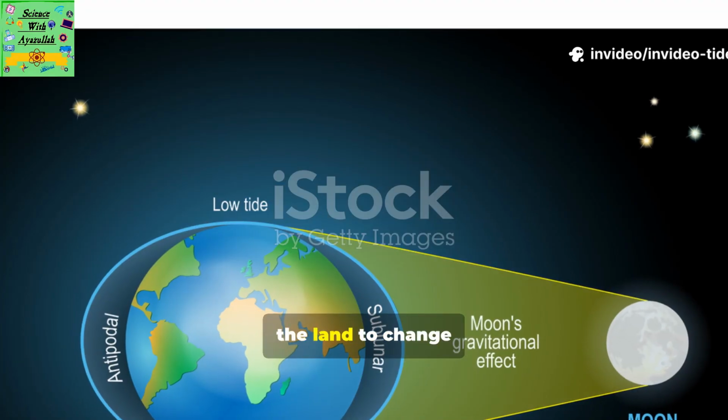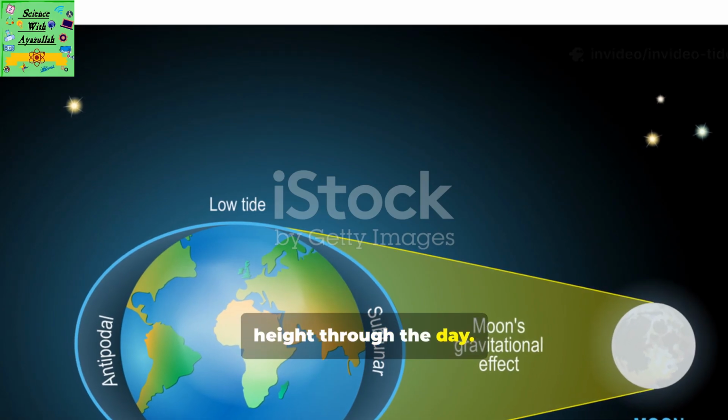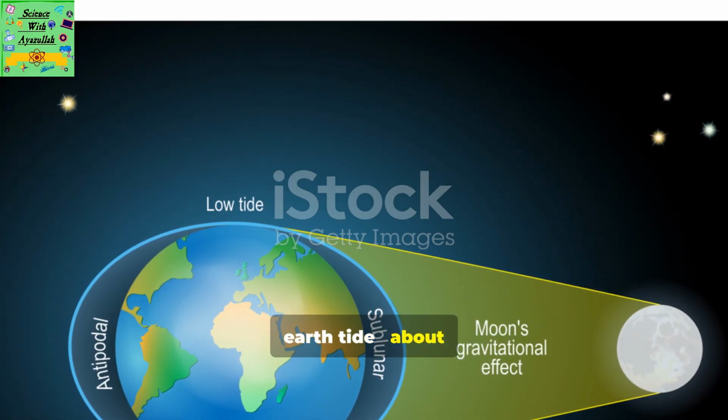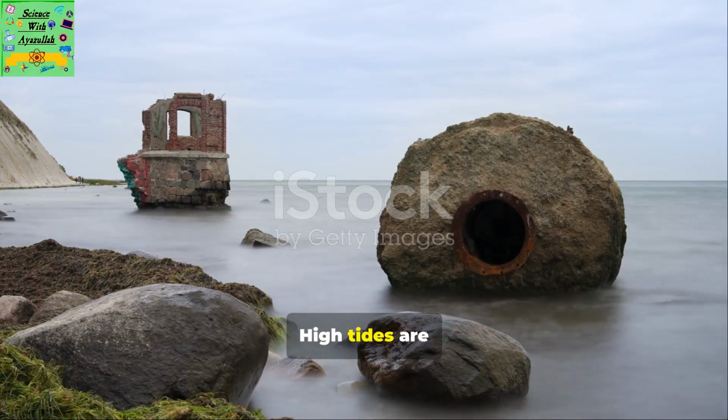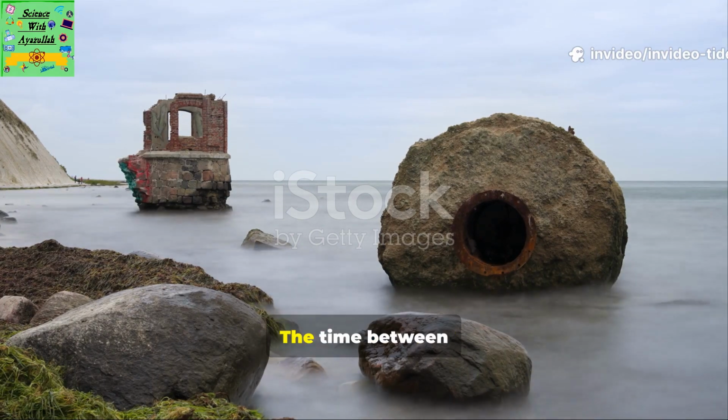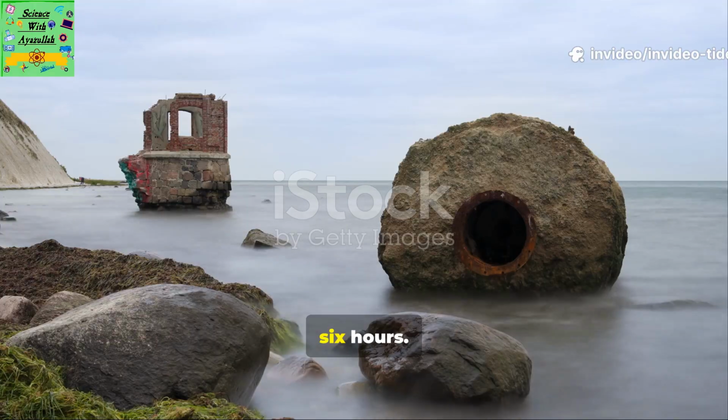Tides also cause the land to change height through the day. This is called the earth tide, about 30 centimeters. High tides are about 12 hours apart. The time between high and low tide is 6 hours.